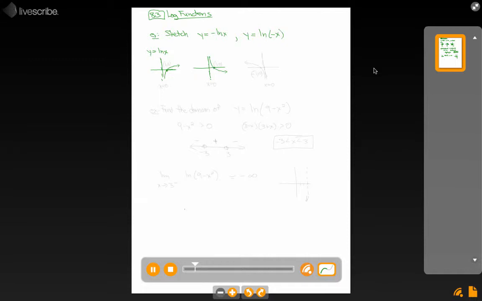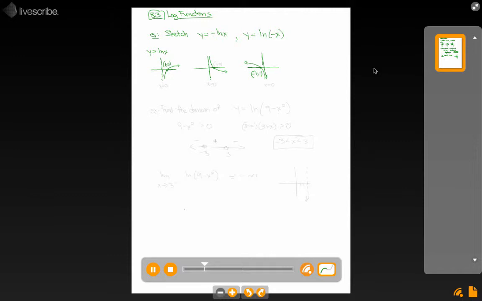So if I do a reflection about the x-axis, it's going to turn this graph upside down, and I have a graph that looks like this. If I do the other reflection about the y-axis, my graph looks something like this. Now I suppose labeling a point or two wouldn't hurt.